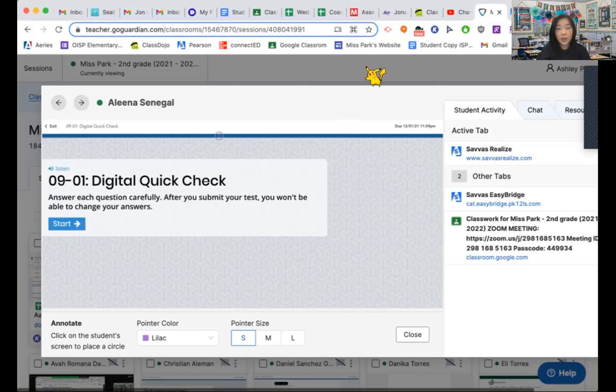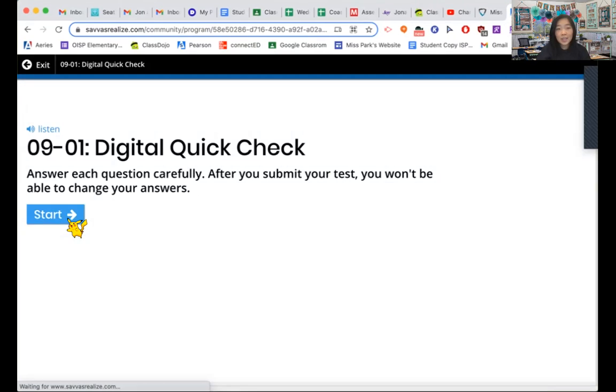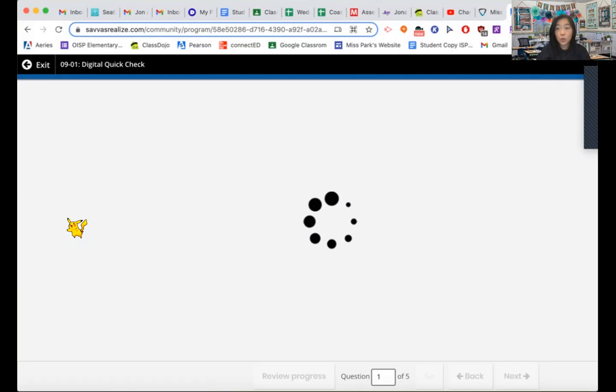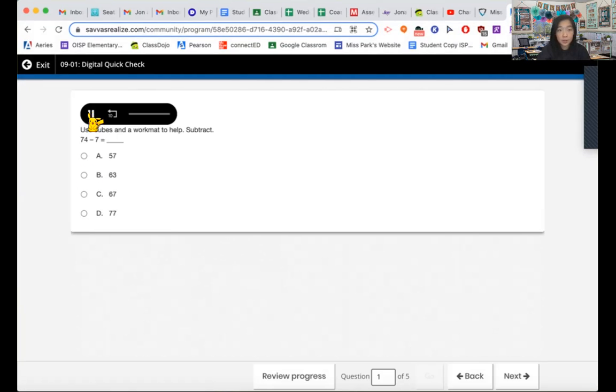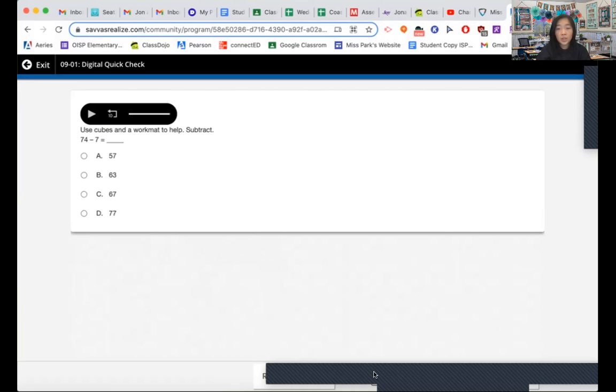And then click start. All right, guys, let's go ahead and work on this together. So question number 1. Use cubes and a work mat to help. Subtract. Okay, we are subtracting 74 minus 7.